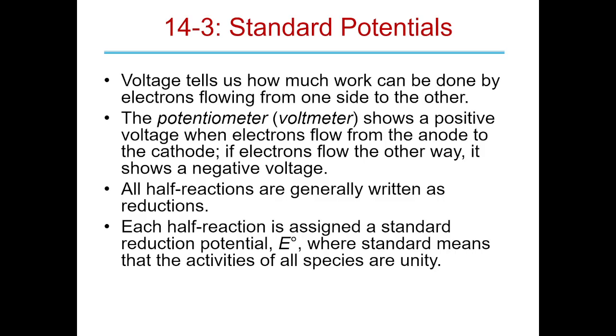Okay. So all half reactions are generally written as reductions, and then you would just flip them if you need. Each half reaction is going to be assigned a standard reduction potential, or an E naught, a standard E, right? Where standard means that all the activities of all species are unity. Please note that this is a very different definition of standard than you're probably used to at this point, okay? Again, all the activities of all species are unity, okay?